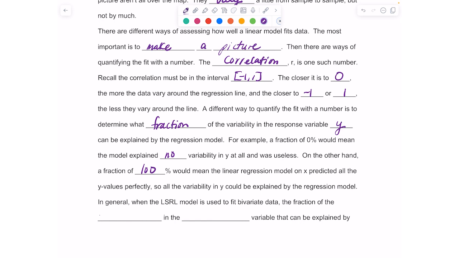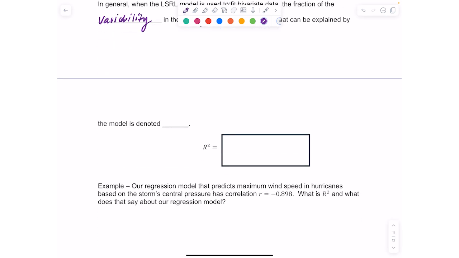In general, when the least squares regression line model is used to fit bivariate data, remember that's 2 variables, the fraction of the variability in the response variable, remember the response variable is the y variable, that can be explained by the model is denoted r squared. Okay, and r squared is just equal to the variability of y hat divided by the variability of y, or variance of y hat divided by variance of y.